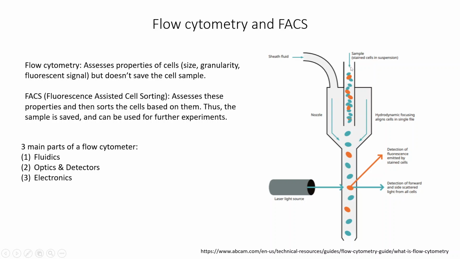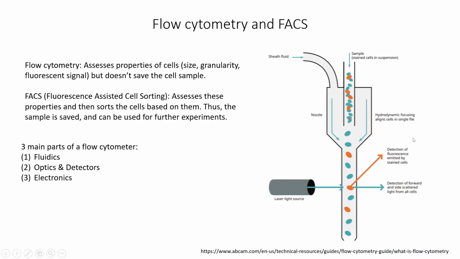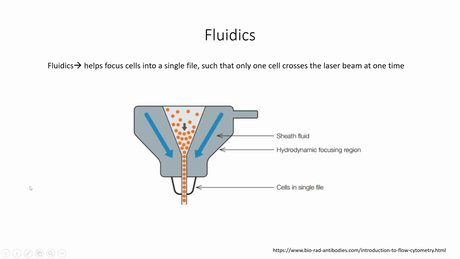So typically you will run these cells through, it takes the sample in through a sample injection port, and then using this sheath fluid that's flowing at a very high rate, it performs what is called hydrodynamic focusing. I have that in more detail here. So essentially it allows the cells to go one by one, then you hit them with the laser light source and you can detect these different properties. So the three main components of a flow cytometer are the fluidics, the optics and detectors, and then your electronics that convert whatever has been detected by a detector into something that you can analyze, right?